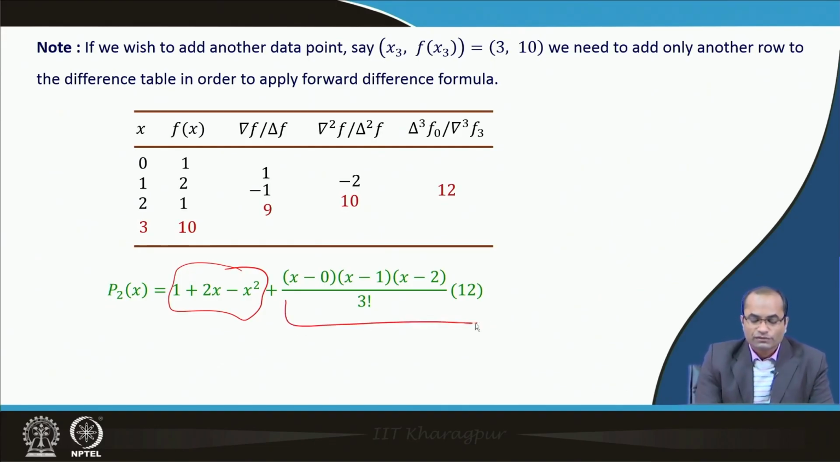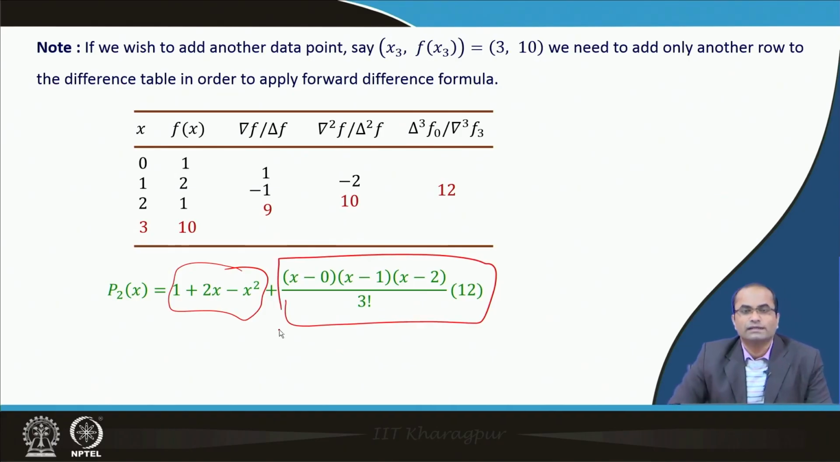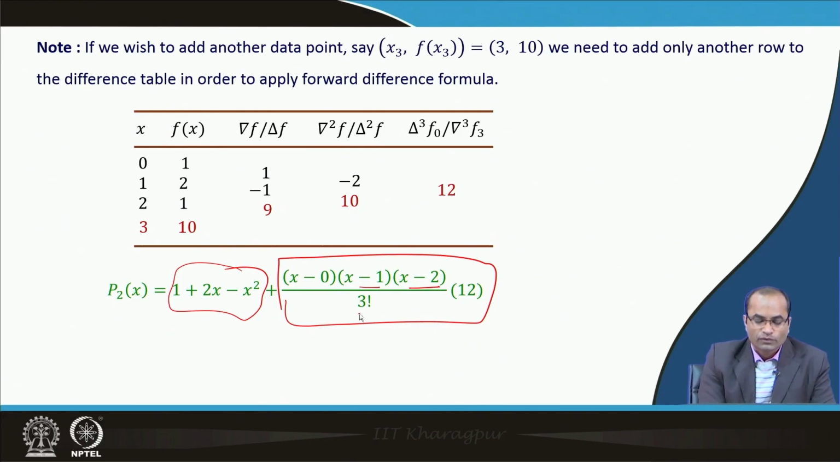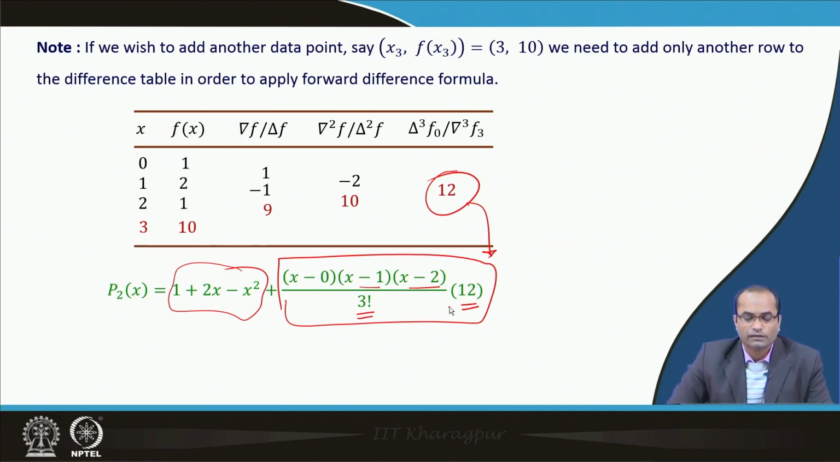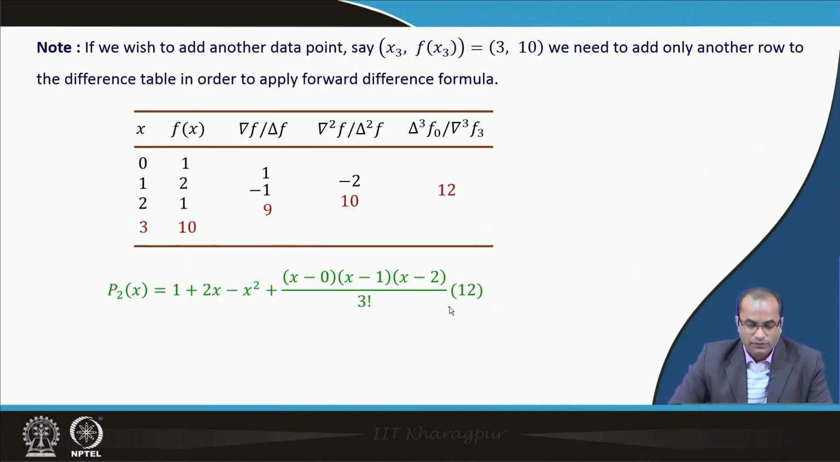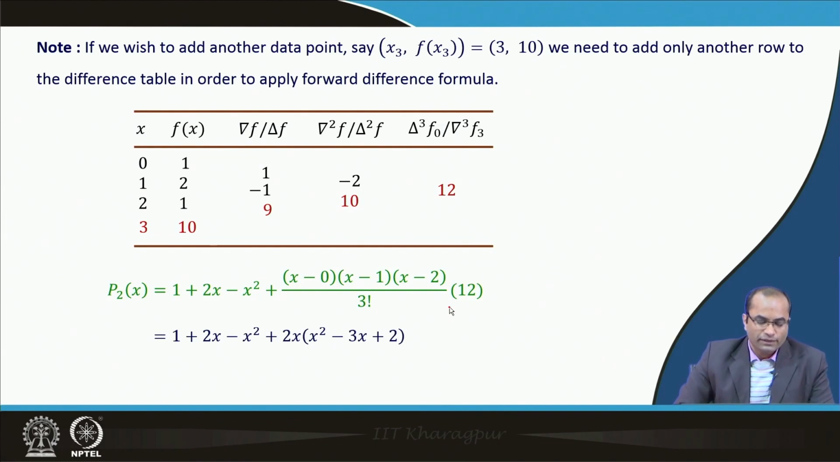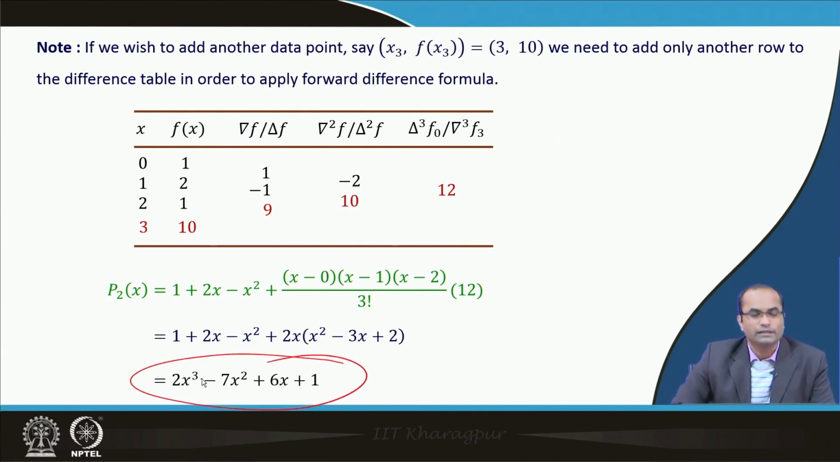Only one extra term will come because of this additional data, that is x minus x 0, x minus x 1, x minus x 2 over factorial 3, and this third order difference will come here as 12. So, now we can simplify this and we will get a third degree polynomial.